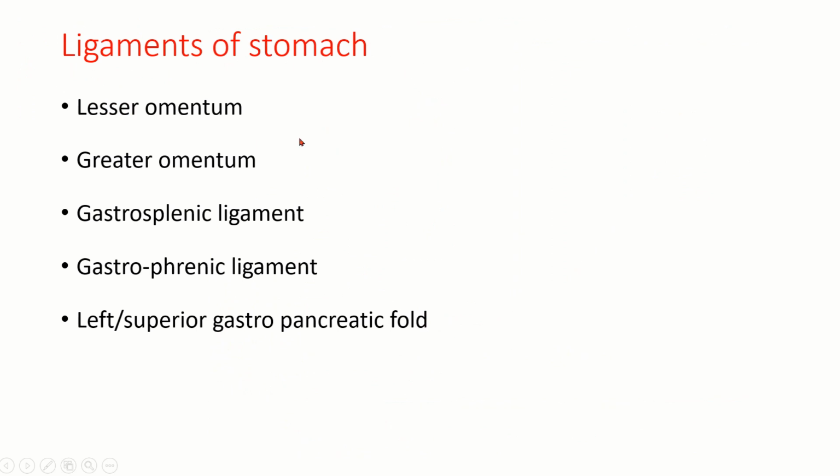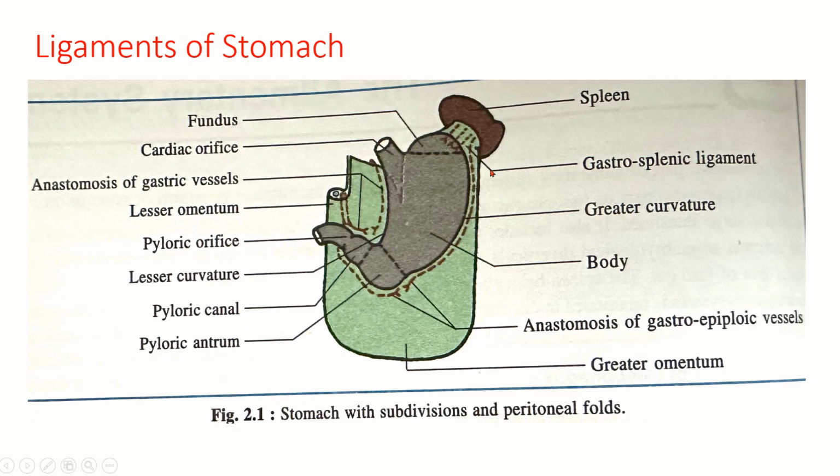Ligaments of the stomach: lesser omentum, greater omentum, gastrosplenic ligament, gastrophrenic ligament, and left or superior gastropancreatic fold. This will be discussed in relation with the peritoneal folds. So for the time being, we can appreciate the gastrosplenic ligament, the greater omentum, and the lesser omentum having two parts. This will be the hepatoduodenal part extending between liver and duodenum. And this is the hepatogastric part extending between liver and the stomach.